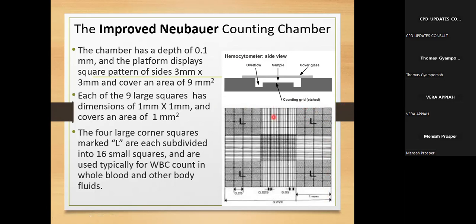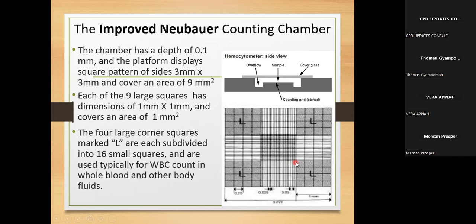3 millimeters. Therefore, the entire area here is a square of 9 millimeter square, because this is going to be 3, this is going to be 3. So the area is length times breadth, and they are the same size. So it's going to be 9 millimeter square. So this is what we have here. The entire large square has an area of 9 millimeter square.